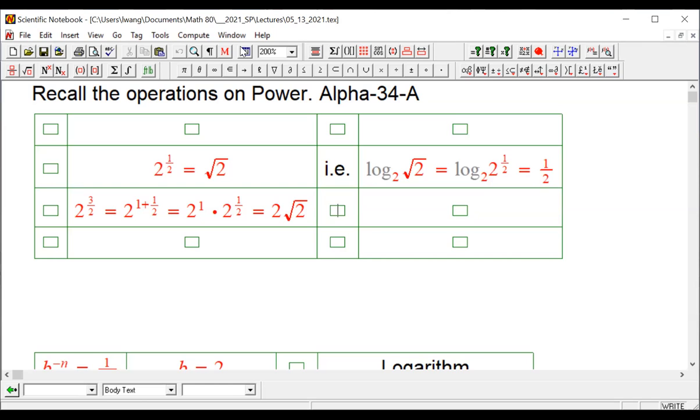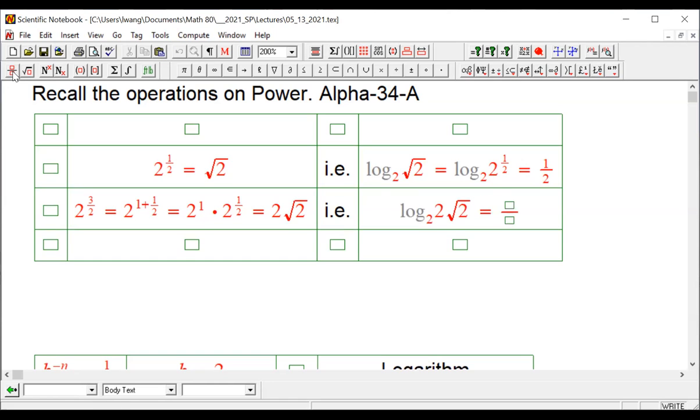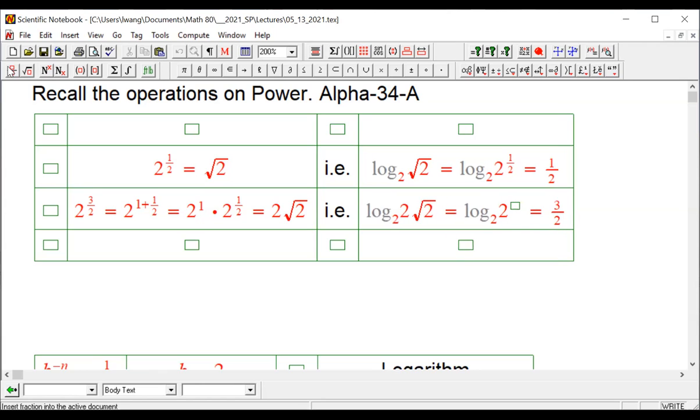When we write it in logarithm form, what would that be? It would just be log base 2 of 2 times root 2 equals 3/2. Okay, you can also write it as log base 2 of 2 to the power 3/2, equals 3/2. You guys follow me?